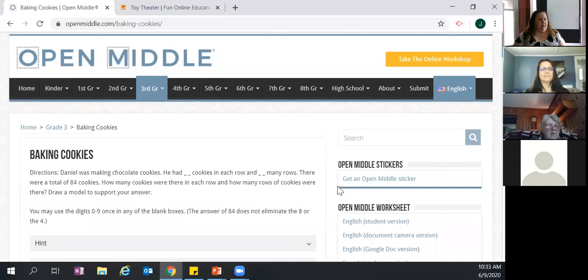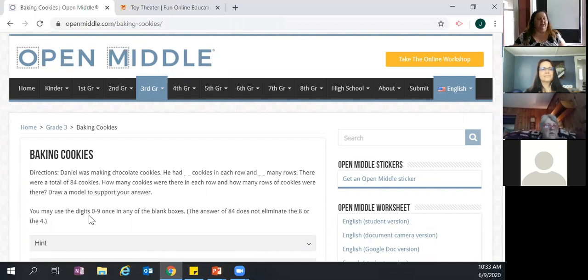So when we think about this problem, Daniel was making chocolate cookies. He had a 2-digit number of cookies in each row, and a 2-digit number of rows. There were a total of 84 cookies. How many cookies were there in each row, and how many rows of cookies were there? Draw a model to support your answer.